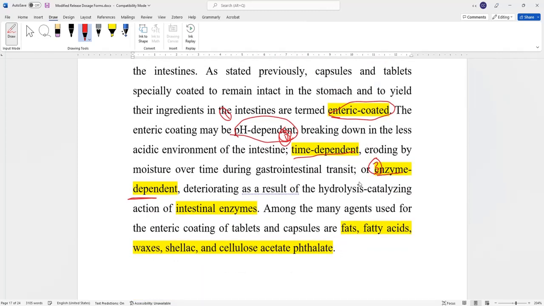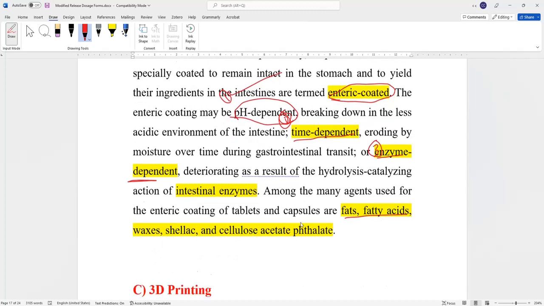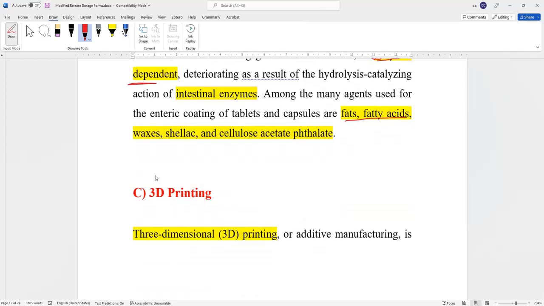طبعا which one is the most common? اللي هو this is the most common اللي هو pH dependent, and you have studied that before. Among the agents used for coating: fats, fatty acids, waxes, shellac, cellulose acetate phthalate, if you remember.